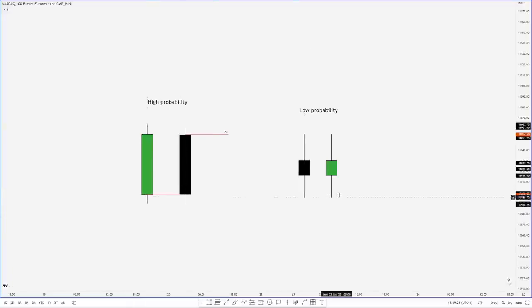Now, with order blocks such as these on the right, that is when I prefer to use the wick or the wick to the open. So for example, on this bearish order block, I would use the wick to the opening price, and that would be what I would use.